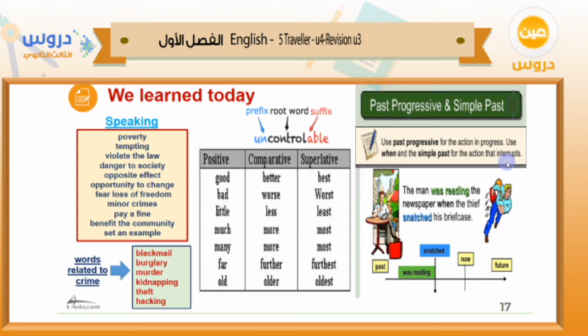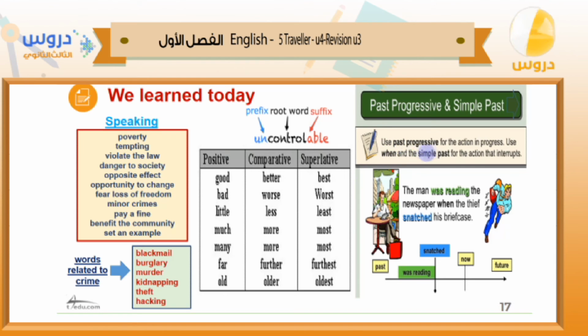All right, what we have learned today, if you can remember, we started our lesson with speaking about what leads people to commit a crime. And then we mentioned some of the names of the crimes: blackmail, burglary, murder, kidnapping, and we gave a definition for each. And also for the comparative and superlative, we used those in the previous exercise, and also the comparison between past progressive and simple past, and what is the difference between them, and can we use them in one sentence, and we can use them as well.